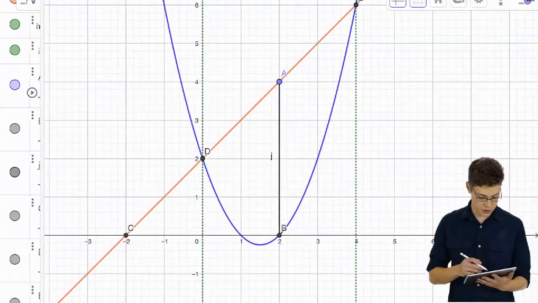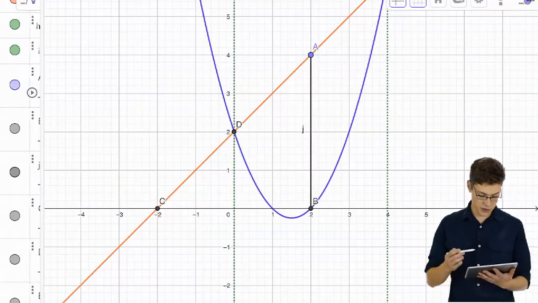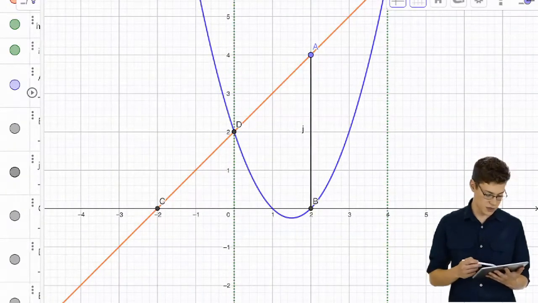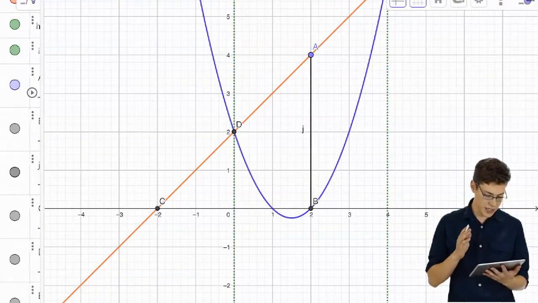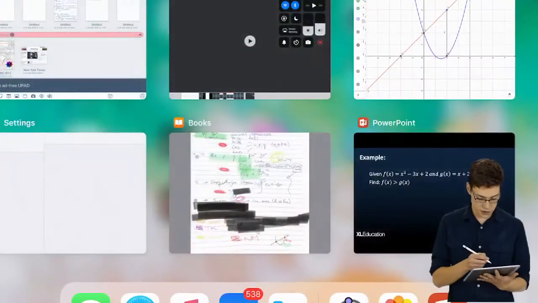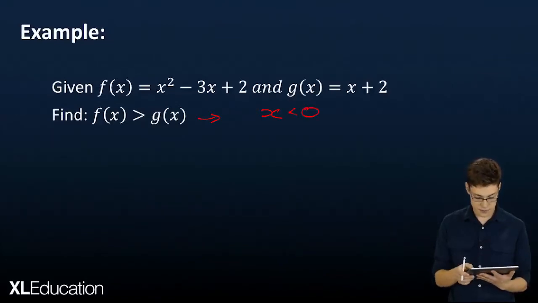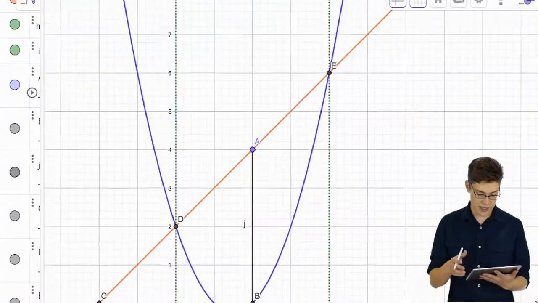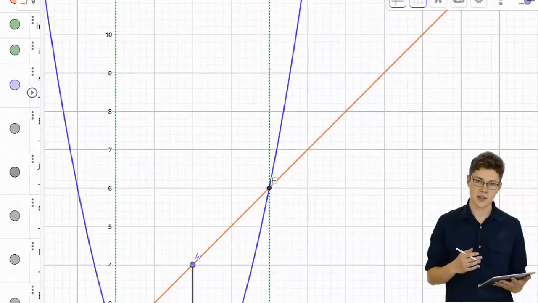So let's go over to GeoGebra. And we say that f of x greater than g of x, so our parabola is larger than our straight line, and that happens from minus infinity up until where they intersect at x equal to 0. So that's from x is less than 0. And then once again they intercept at point E, where now the parabola is higher than the straight line again.